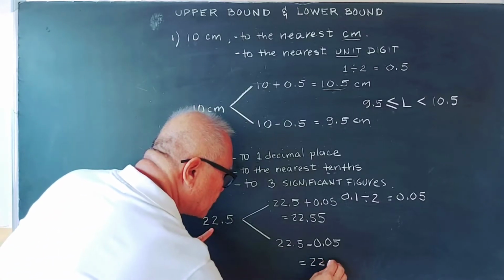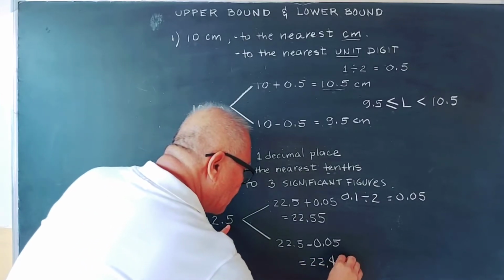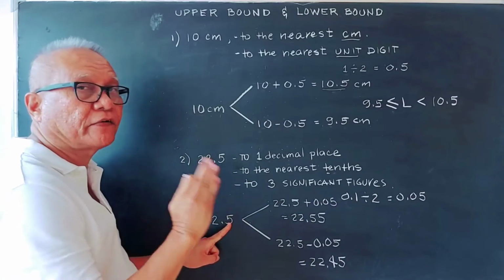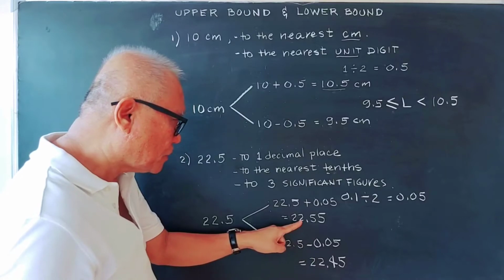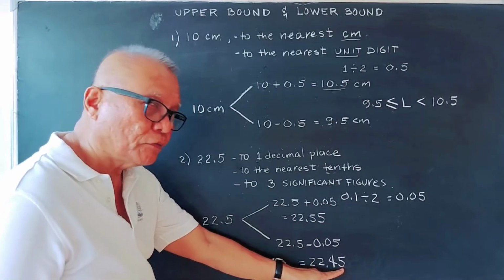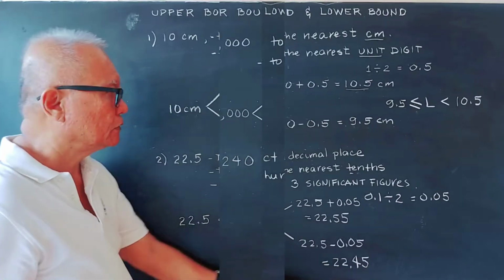The shortcut is you just subtract 1 here and add a 5. The upper bound is you just copy this one and add 5. So we have this one and this one. 22.55 minus 22.45 will give us 0.1 or 0.10.